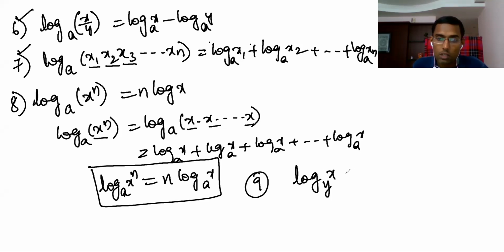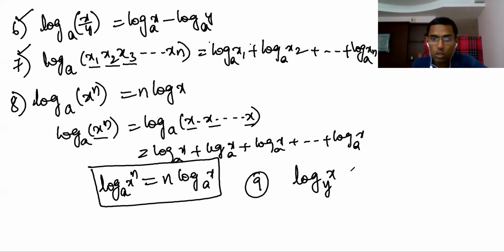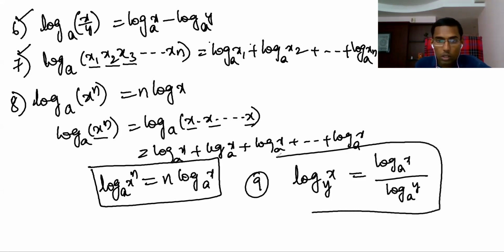Nine: log x to the base y equals log x to the base a divided by log y to the base a. This is a very important one. You can write log x to the base y, and you can also write log x to the base e, divided by log y to the base e. Nothing written means the base is e, right? That we are going to prove.